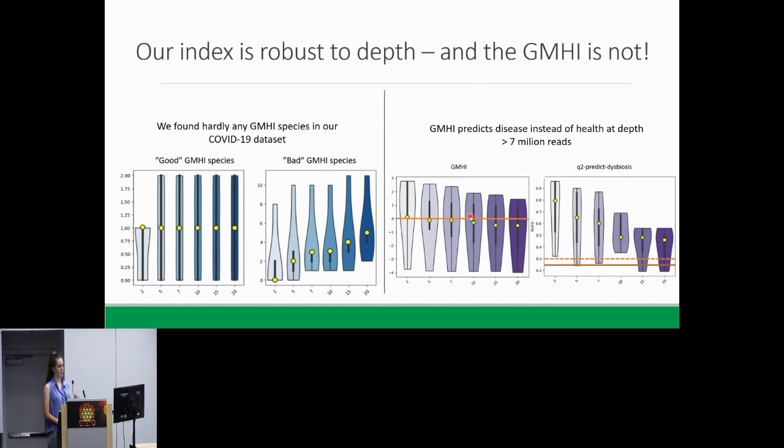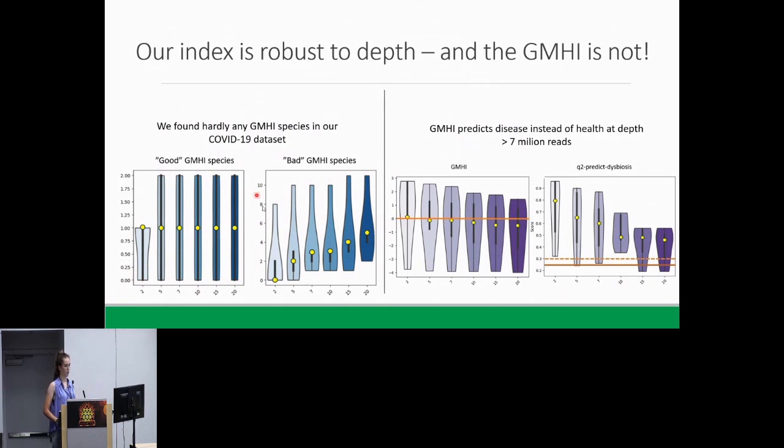So one of the last slides I'd like to show you is robustness to depth once again. This is another reason why using taxonomy-based indices is not a good idea. So let's have a look here. What we did here is we verified the data. So we tried simulating our deeply sequenced samples to different sequencing depths, between 2 and 20 million, in order to see how the values of the indices change as we change sequencing depth.